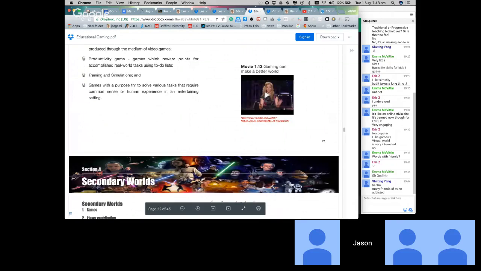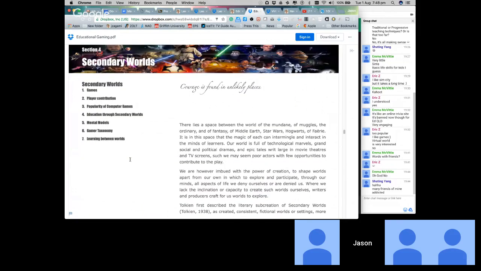Okay, the last bit I'll just leave you to read if you wish to get involved in a bit more theory about use of games. This is an area of research I do in terms of secondary worlds. The idea came from J.R.R. Tolkien, who created the Lord of the Rings series. And the idea of secondary worlds is where students can actually imagine themselves in the world that has been created by an author or a movie maker.